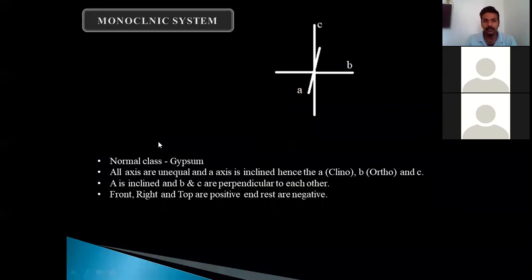Okay, so the monoclinic system consists of three axes, among which the axis which will be pointing towards the observer will be inclined towards the observer. The three axes are unequal in length, hence A, B, C is there. The angle between B and C will be perpendicular. The A axis, which is inclined towards the observer, will be named clino, whereas the B will be named ortho. The front, right, and top will be positive, whereas the rest will be negative. The normal class is gypsum, because the gypsum mineral shows maximum characteristics of the monoclinic system.